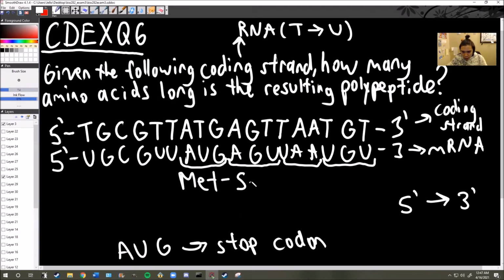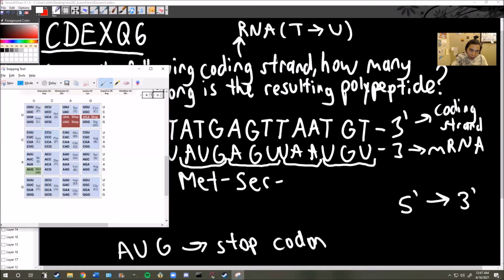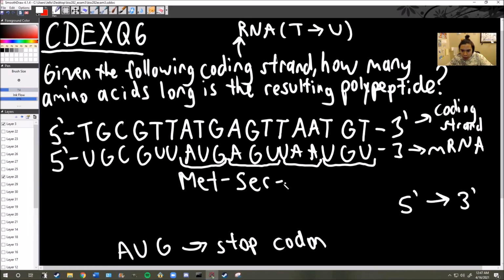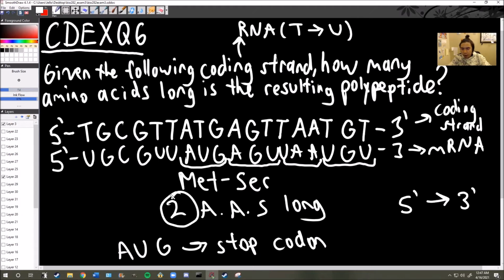Easy. That is serine. And then what is UAA? Oh, that is one of our 3 stop codons. And a stop codon does not code for an amino acid. So this is our entire polypeptide. It is only, to answer the question, only 2 amino acids long. 2 is actually my favorite number, but you guys did not want to know that.